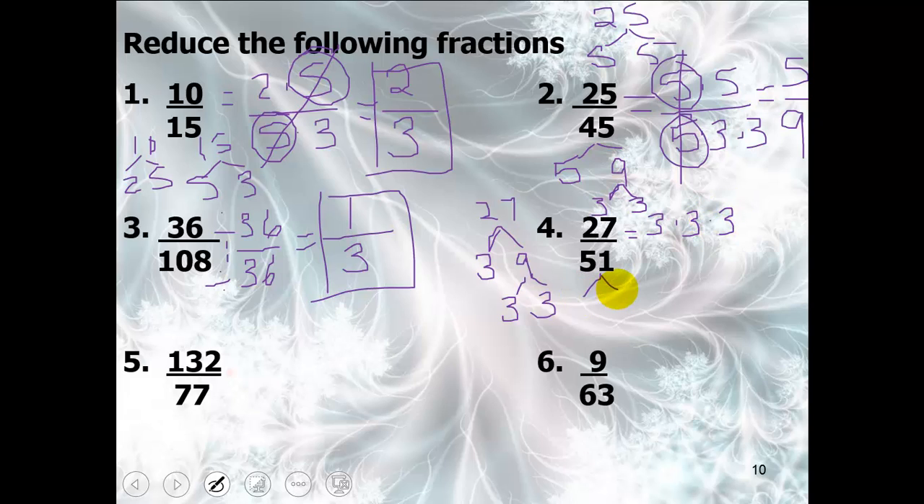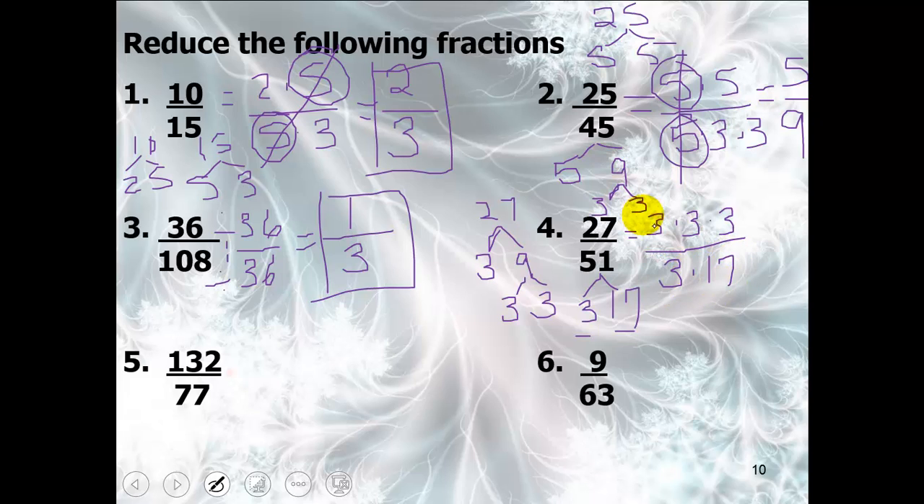51, I'm going to divide by 3, and I get 51 divided by 3 is 17. Sorry, that took me so long. I just had a brain fart. I apologize. 3 is prime and 17 is prime, so that's as far as we can go over here. So this becomes 3 times 17.